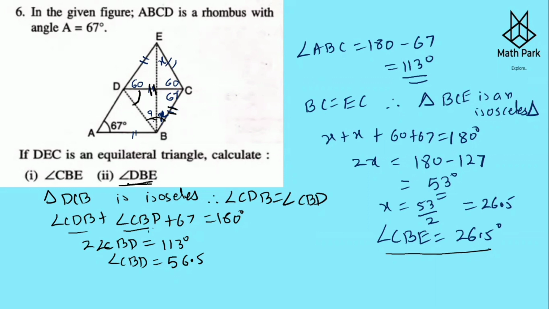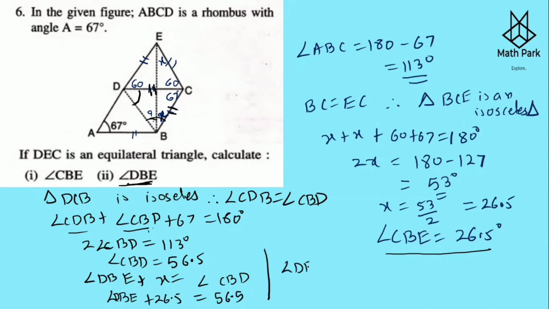We need to focus on angle DBE. So we have angle DBE plus this part X together is equal to angle CBD. So angle DBE plus X value, which we have already calculated as 26.5, is equal to angle CBD, the value of which is 56.5. So this is how we get angle DBE is equal to 56.5 minus 26.5, which is equal to 30 degrees. So we are done with the second part also. This was our 26.5 and the second one was 30 degrees.